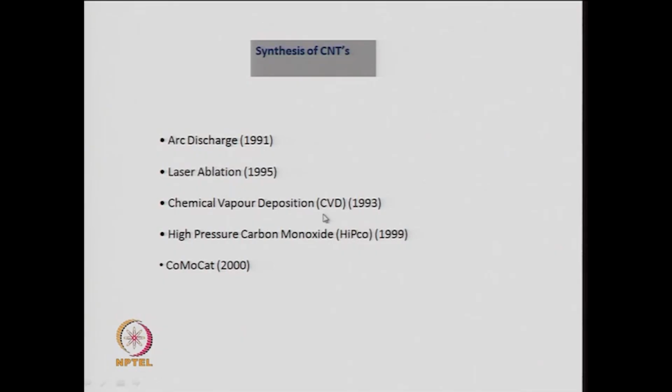Later, the CVD technique, which is well known for other materials, was also applied to the synthesis of carbon nanotubes. That was in 1993. Then high pressure carbon monoxide based synthesis, also called the HiPco method, was discovered in 1999. Another method, which uses a cobalt molybdenum catalyst, was developed in 2000 for the synthesis of carbon nanotubes. The CVD technique is very popular when you want a very large quantity of carbon nanotubes.